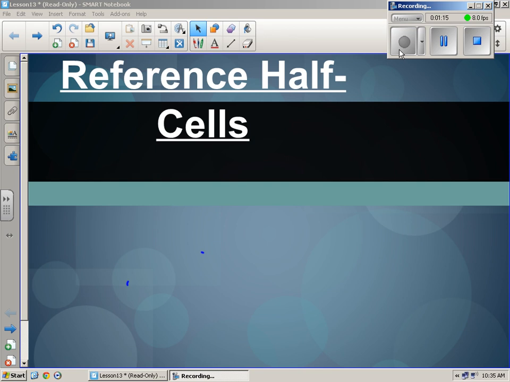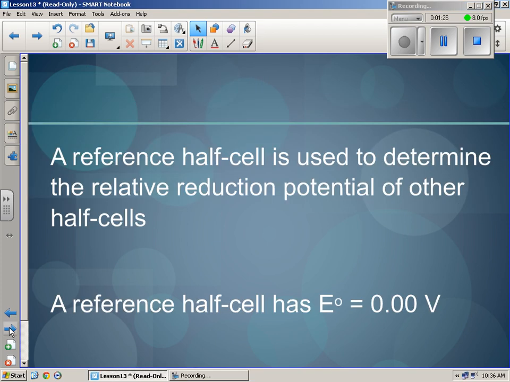In other words, it's 3.04 volts below that hydrogen half cell. So we're going to talk about half cells today. The most common one, like I said, is the hydrogen. That's what all that table is based on. A reference half cell is used to determine the relative reduction potential of other half cells. A reference half cell, and this is important and you need to know this, always has a potential of 0.00 volts. In your data booklet, the hydrogen is the half cell.